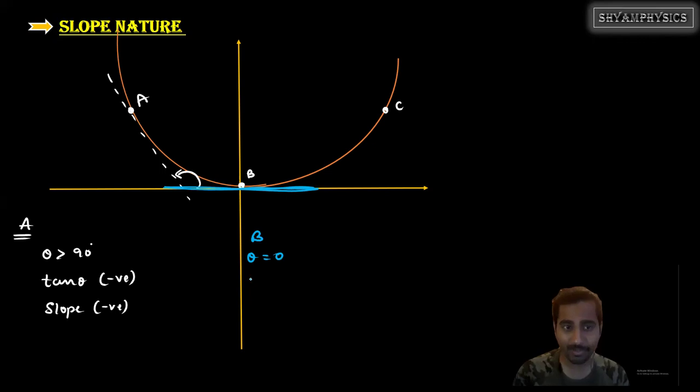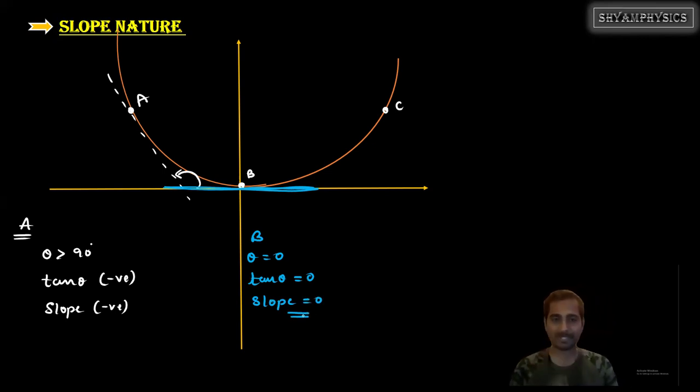If theta is equal to 0, then tan theta will be equal to 0. Tan theta is 0, which means simply we can say the slope is equal to 0. Slope is equal to 0. The slope goes from a negative number to 0 as we move from A to B.